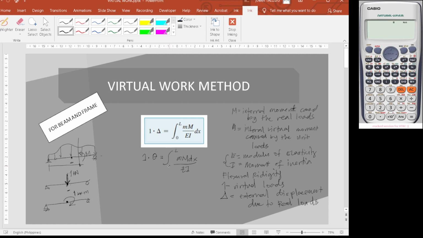So 0 to L will be the limit where you are going to solve for small m and capital M. Capital M will be in terms of the real loads, and small m will be in terms of x. So let's use this formula in solving beam and frame. Let's go.